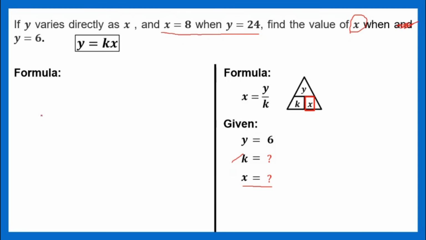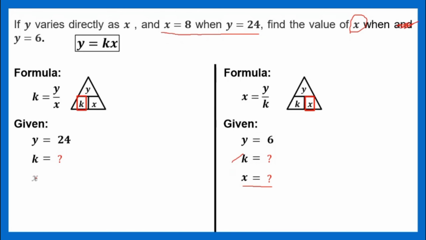So, let's have the formula. Since we are solving for k, ang kailangan ko ay k, so kailangan nating i-solve yung k. That's k is equal to y over x. Given y = kx, ang focus natin dito ay x = 8, y = 24. So, ang y is equal to 24, ang k is equal to unknown, question mark, tapos ang x is equal to 8. Gagamitin natin ito para makuha lang yung value ni k.